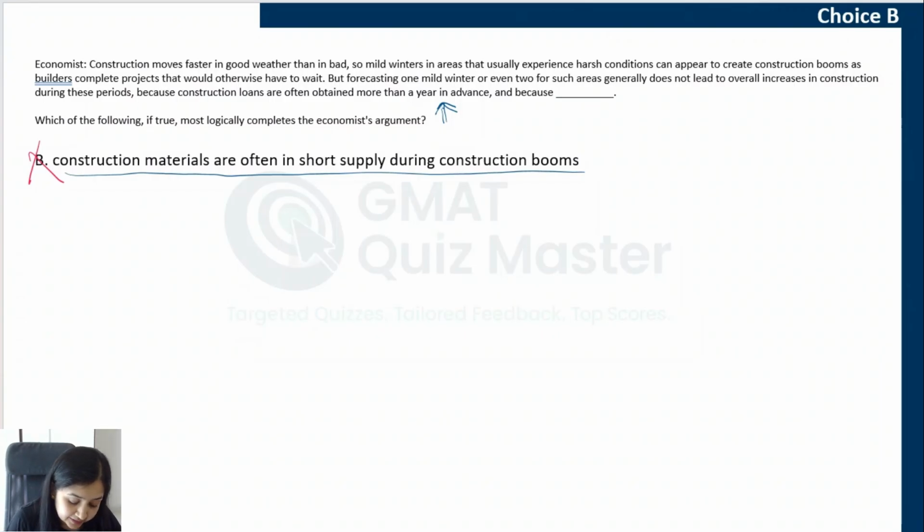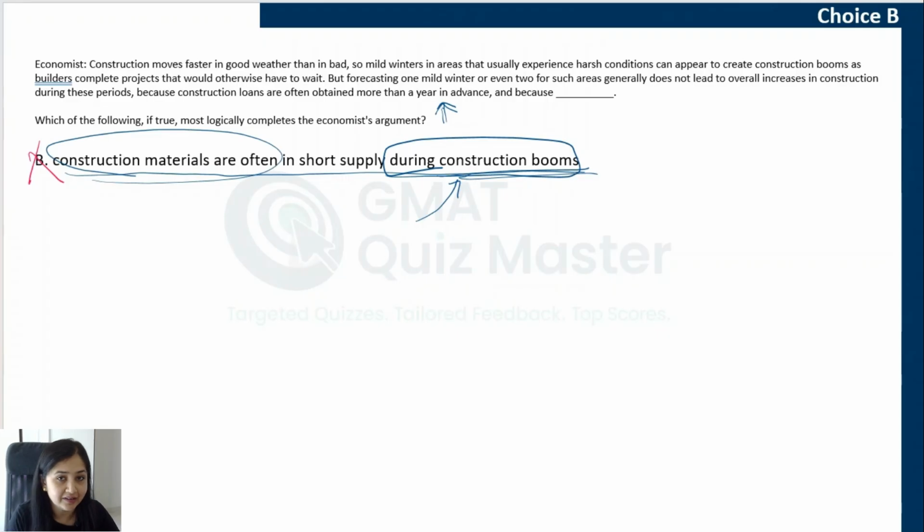Let's understand why. Construction materials are often in short supply during construction boom. So the situation that we are discussing in our question is that the construction boom does not even start. The construction does not increase. So we are not even getting into the situation in which the construction boom has already started. This choice talks about something that happens once that construction activity has increased, once that construction boom has started. After that start, this problem occurs. But our situation is different. In our situation, we are saying that we are not able to get to this point where this construction activity increases so much. So the information that is there in this choice is not relevant to our scenario at all, and that is why this choice is incorrect.